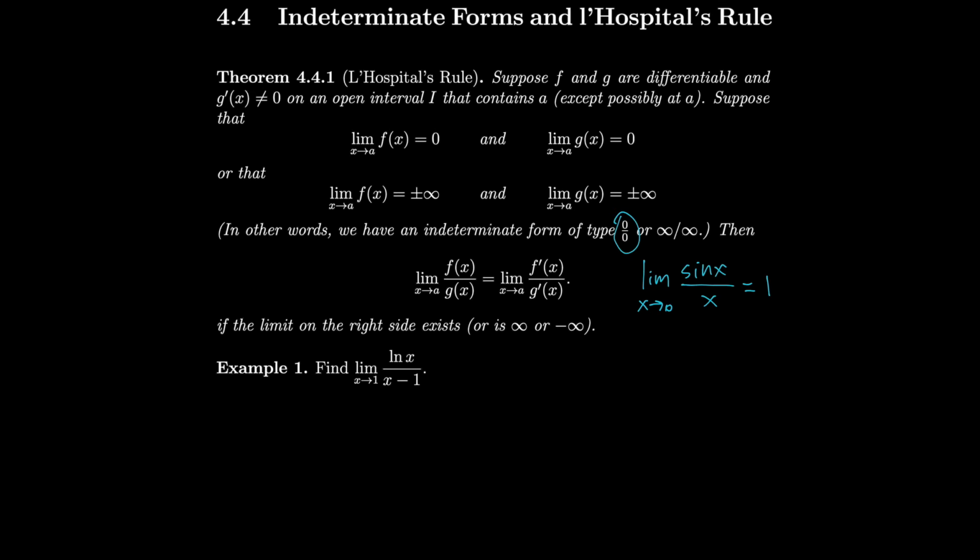So we can do L'Hopital and get that this limit is equal to the limit of the derivatives, which is cosine over 1. Plugging in 0, it's the limit of cosine at 0, which is cosine of 0, which is 1. So L'Hopital is pretty useful, as you could see. If that was too quick for you, let's do a more fleshed out example.